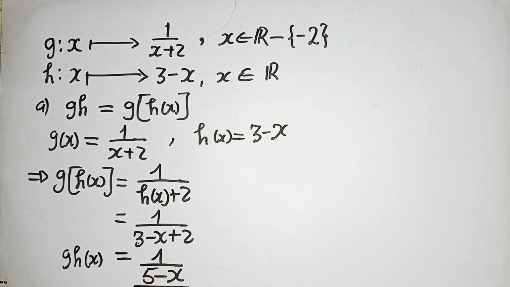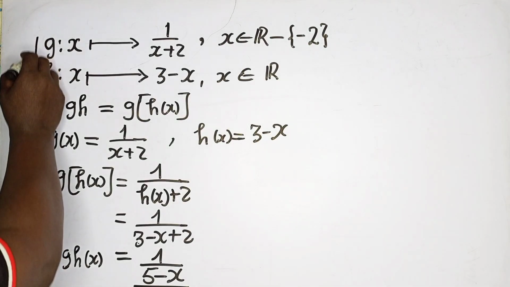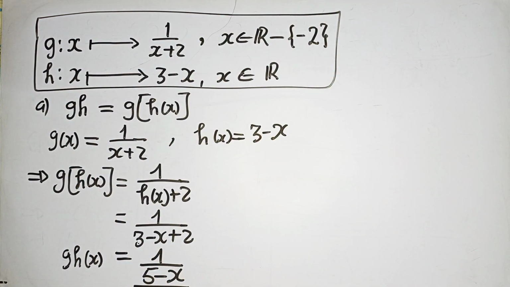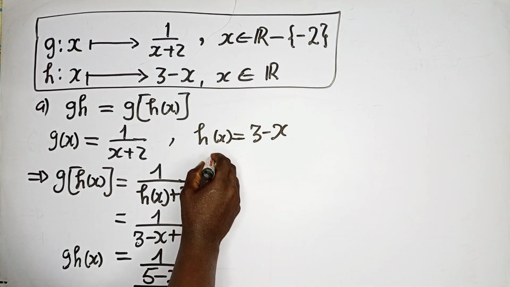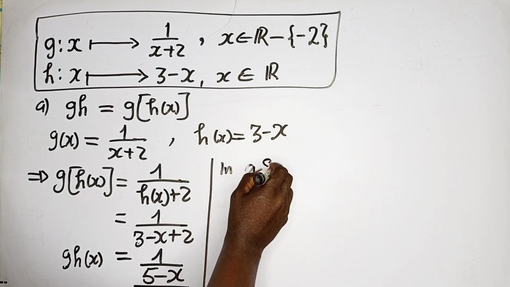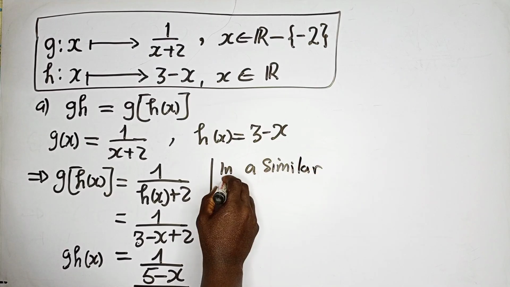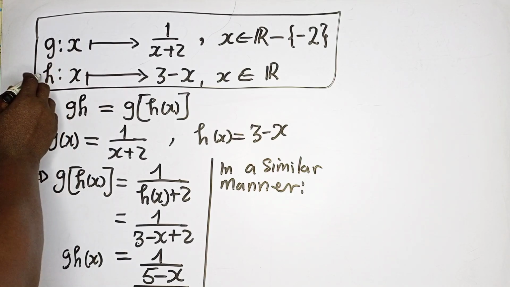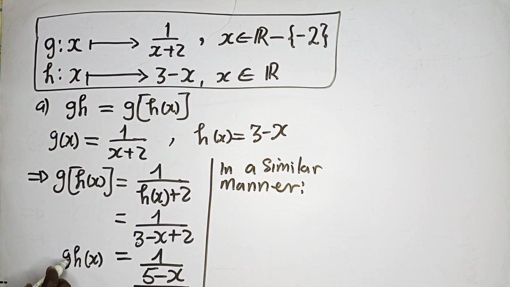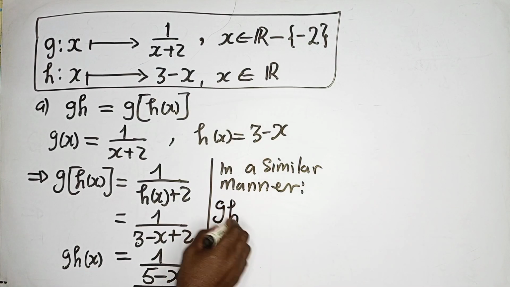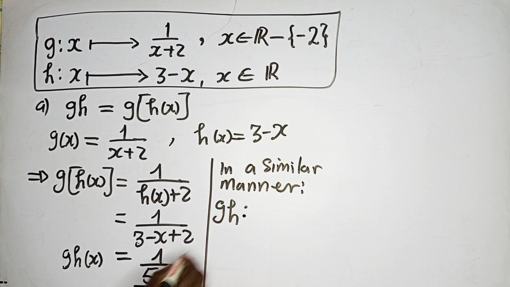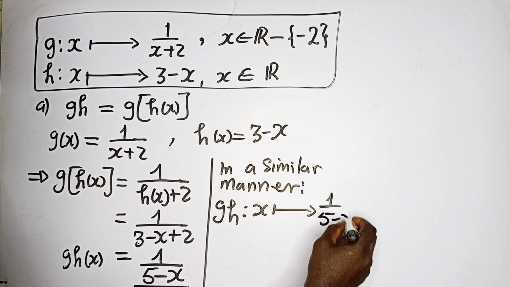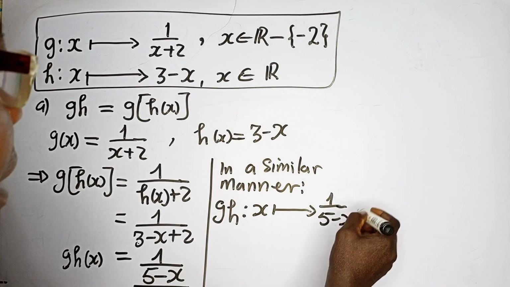But remember, the question says express it in a similar manner. We look at the manner in which h and g have been defined, and we want to define this in a similar manner. We'll look at the manner in which g of x was defined and h of x was defined. We'll start with the letter of the function. So here we have the composition gh, followed by a colon, followed by the variable, arrow, and then the expression 1 all over 5 minus x, comma, and then the domain.